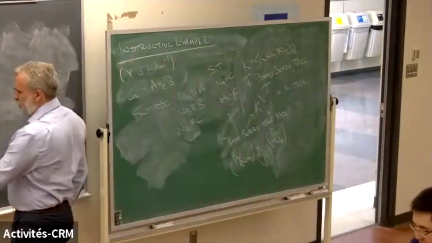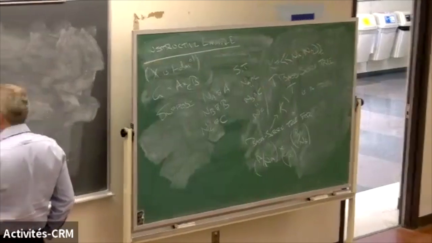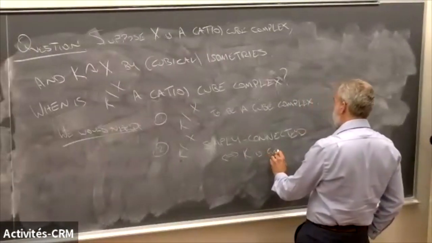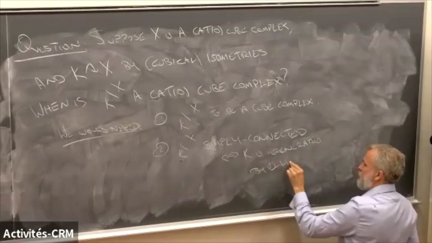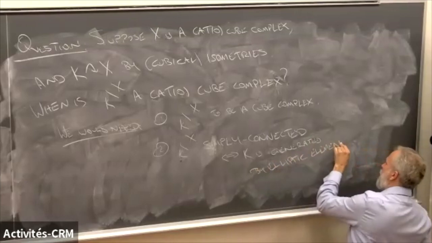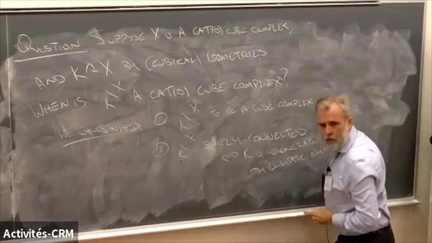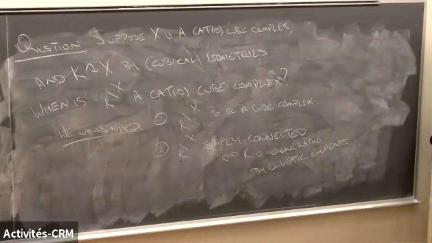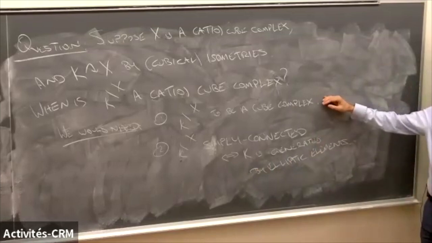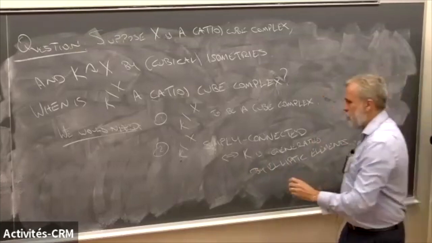Okay, so this happens if and only if K is generated by elliptic elements. Elements acting on X which stabilize some cell as a set. Once it stabilizes some cell as a set, it's going to stabilize its barycenter, and so it's going to fix a point. I don't want any elements that stabilize a cell as a set but not pointwise. That's what's going to make this a cube complex. Okay, and then there's a third condition.